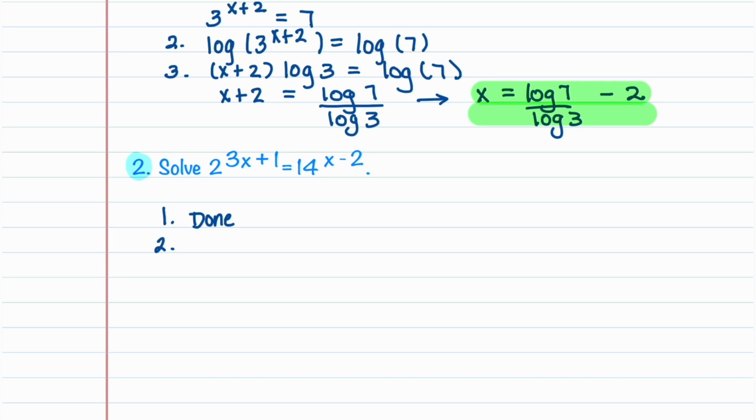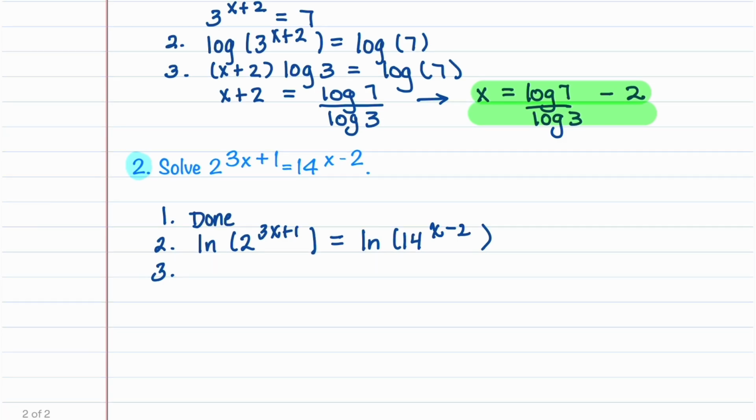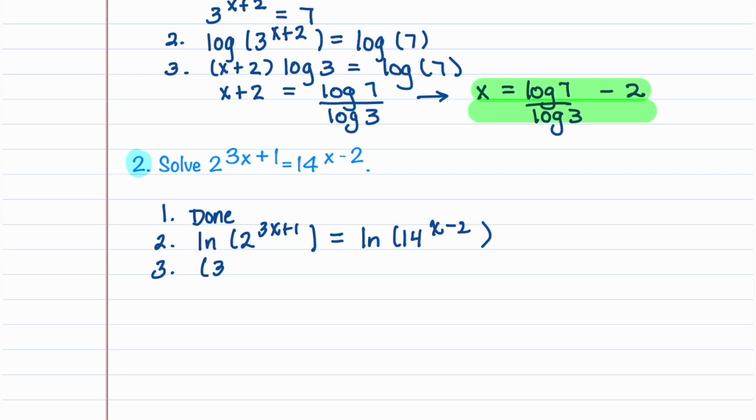Let's take the natural log just to get some practice with that. On the left, we have ln of 2 to the 3x plus 1, and on the right, we have ln of 14 to the x minus 2. Our third step then is to use the power rule and pull the exponent out in front. On the left, we have 3x plus 1, ln 2, and then on the right, we have x minus 2 times ln of 14.